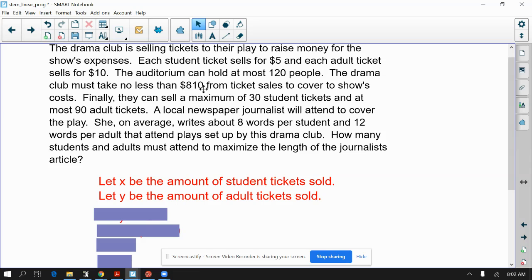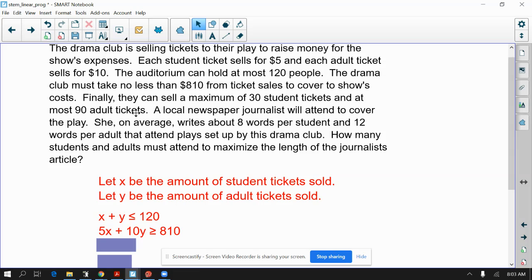Now, what are my constraints? Reading this paragraph in order, the first constraint actually occurs in sentence 3. The auditorium can only hold 120 people. So all the kids who come, plus all the adults, they have to stay under or equal to 120. So that's our first constraint. This is like the space constraint. And then the fourth sentence says that they need to take in at least $810. And that connects with sentence 2. Sentence 2 tells us how much money we bring in per ticket. So it's $5 per student ticket, $10 per adult ticket, and that's all the money we're bringing in. We want that to be more than 810. So that's our second constraint.